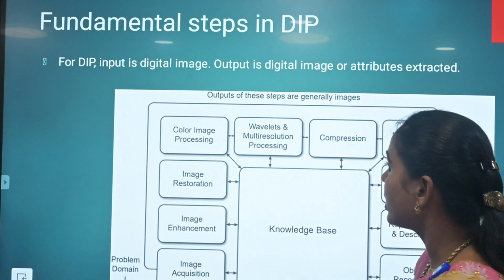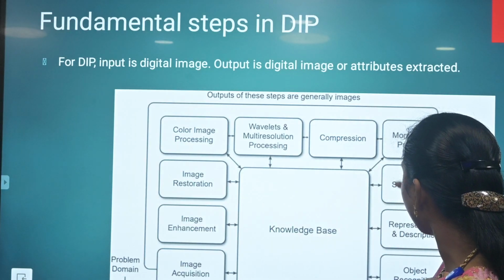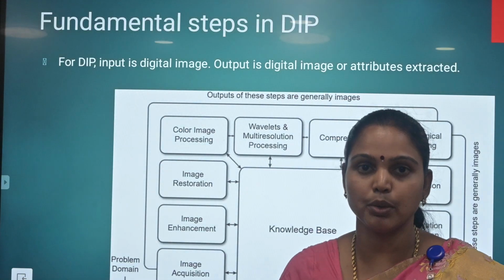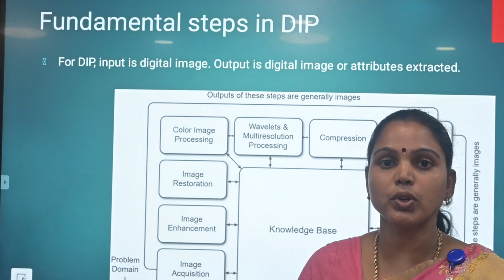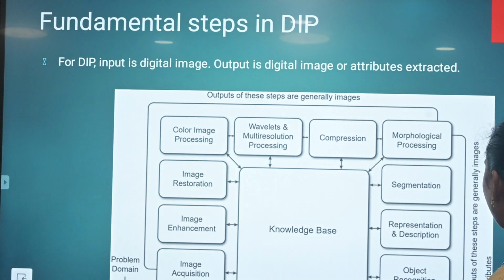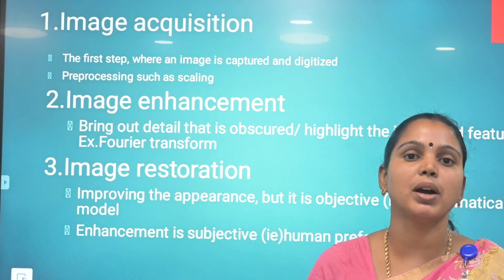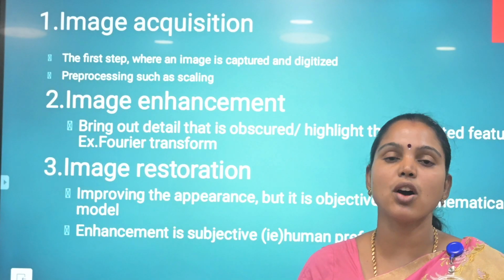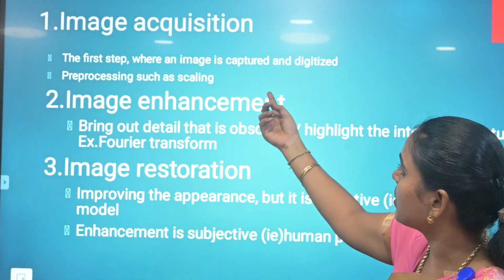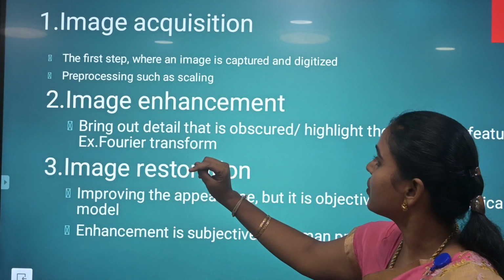For all the steps, the input is a digital image, but for the last four steps, the output is referred to as attributes, and for the remaining 6, the output is a digital image. Let's see in detail about each and every step. The first step is image acquisition, that is capturing the image by using some physical device, which may be a camera or some sensor, to get the digital image.